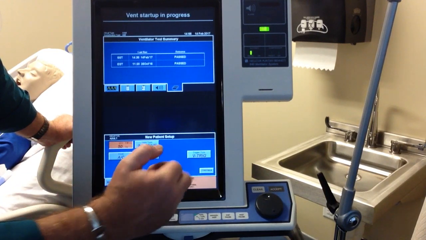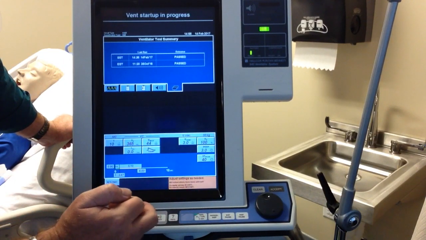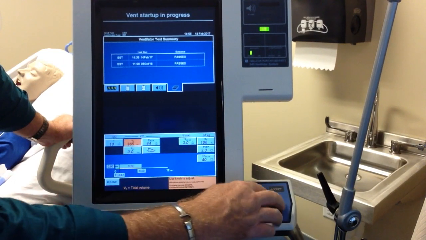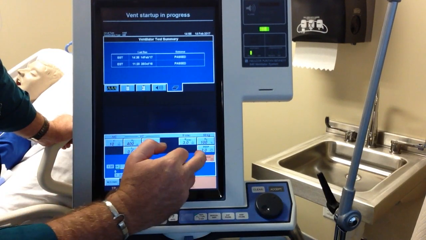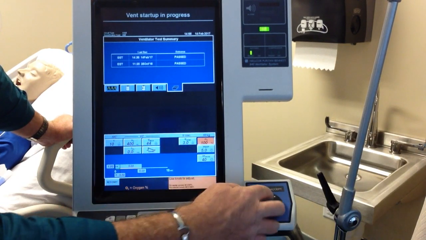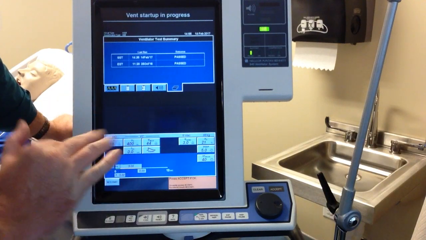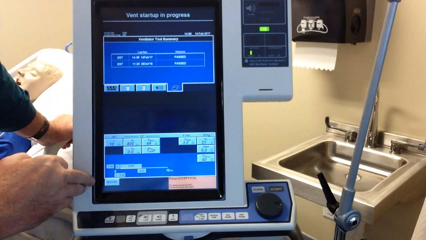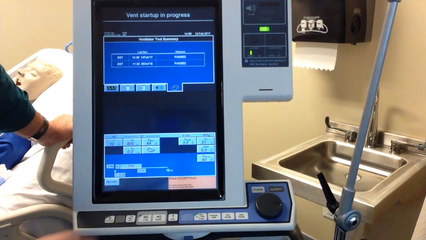Go back through because this screen is very sensitive. Take that back up to 400. 5. 21. And that's it. See, my finger accidentally hit the restart down here. So I need to press accept.